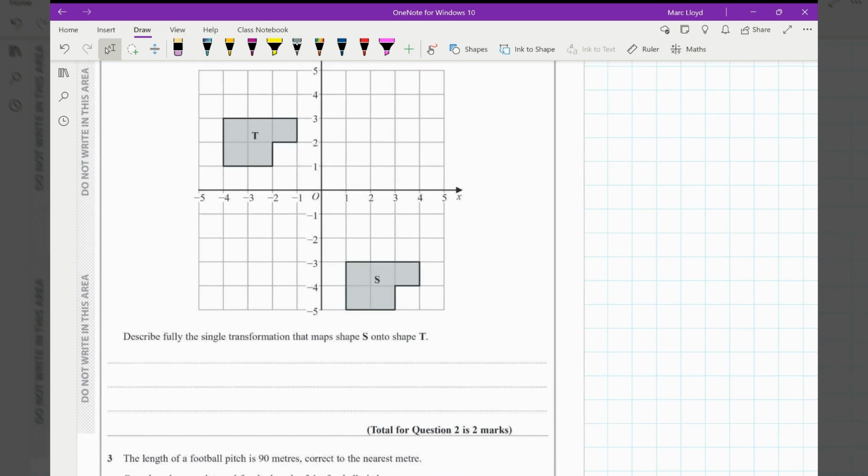So it's only 2 marks. Our first mark is for saying it's a translation, and then our second mark is for the vector. So we put it in a vector like that. The top number will describe the movement in the x, and the bottom one, the movement in the y. So I'm going to take it from that top left to this top left and decide how that movement is done.